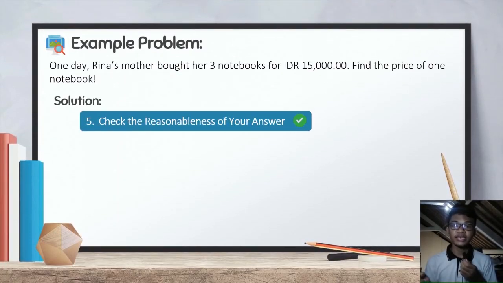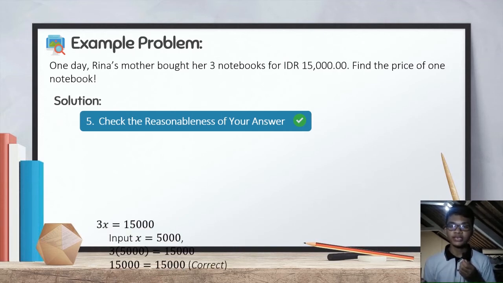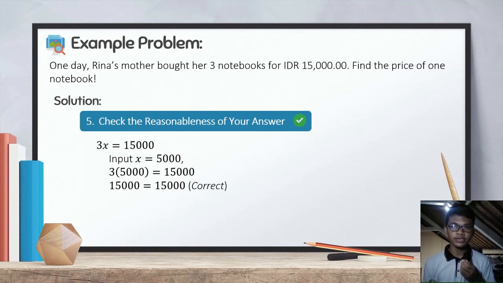Step 5. Check the reasonableness of your answer. Check to see if your answer makes sense within the context of the problem. If not, check your work for errors and try again. From the equation 3x = 15,000, we can input the x value 5,000 into the equation, and we get 3 multiplied by 5,000, and we get 15,000 = 15,000. So the x value 5,000 is correct.